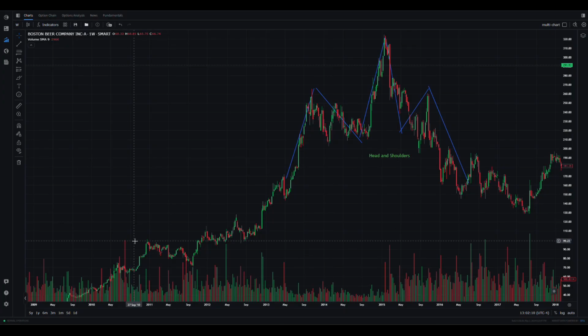Reversal patterns. Reversal patterns occur at the end of a trend and signal a potential change in market direction. Let's take a look at some of the most common reversal patterns.